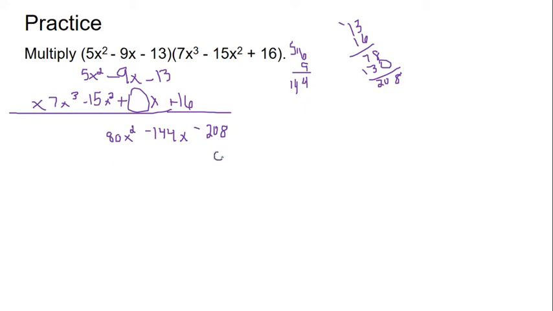So now we need to remember to add our 0 here at the end because we did one term. Then we have 0x times everything. Remember, 0 times everything just gives you 0. So we have our 0x, we get a 0x squared, and then when we do 0x times 5x squared, we get a 0x cubed.